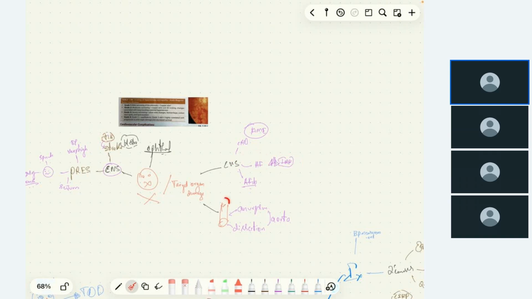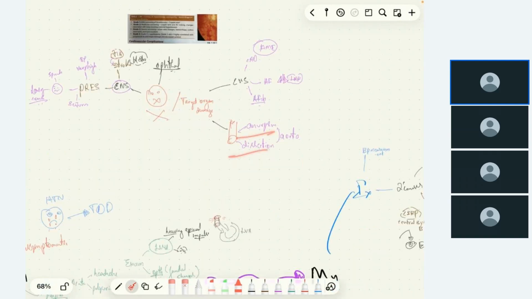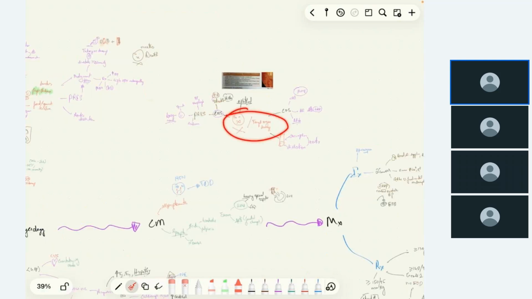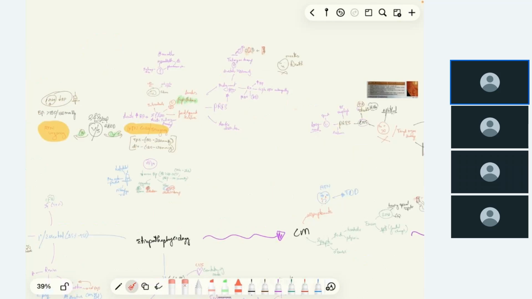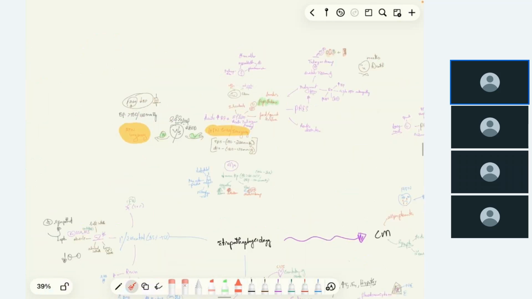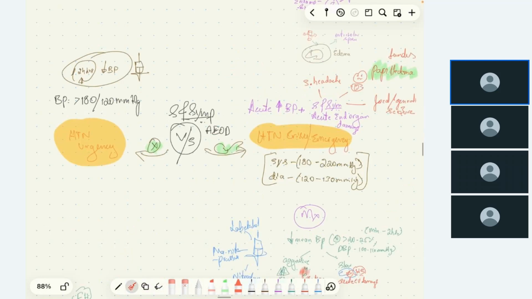What are the vascular complications? We have aneurysm and dissection of aorta. These are life-threatening complications. The patient will crash and it's associated with high morbidity and mortality. The aneurysm and dissection. This is about the target organ damage. These are CNS, ophthalmological, CVS and blood vessel complications. Let's proceed to the acute conditions seen in hypertension, that is hypertensive crisis or emergency and hypertensive urgency. What is the difference between hypertensive crisis or emergency and hypertensive urgency?